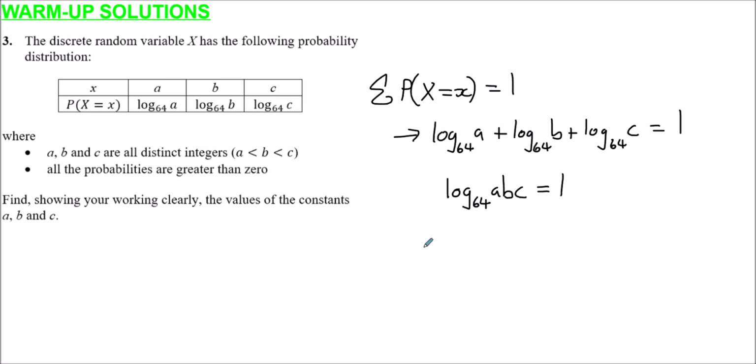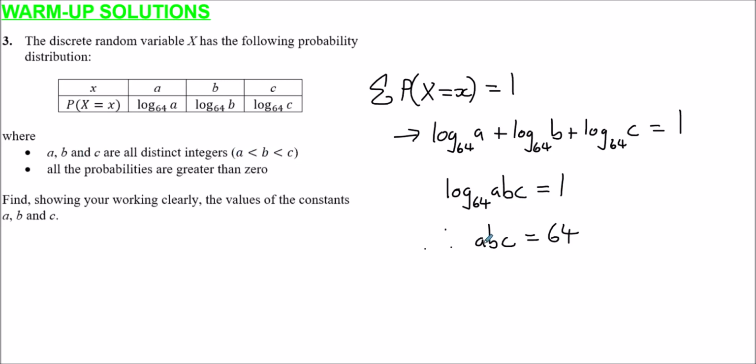So therefore, we can work out what ABC is. ABC is going to be simply 64, because the log of any number, if the base is the same as the number, is always going to be 1. As a double check, ABC needs to be 64, because log base 64 of 64 itself is 1. And now we need to sort of puzzle this out. So A, B and C are all different whole numbers.